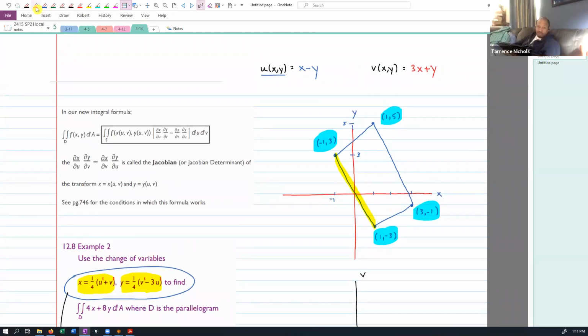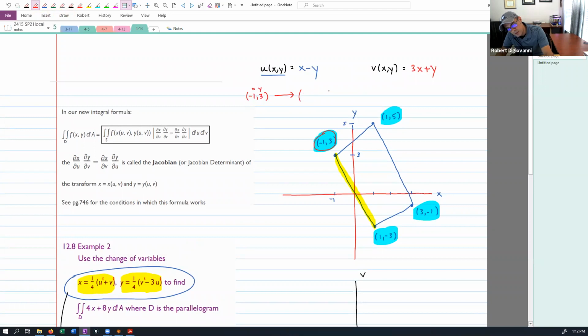So let's take a look at this first point here. This one right here. Let's take a look at -1, 3. So -1, 3, and remember this is x and this is y, under this transformation becomes some u and some v, right? But here are the formulas I have for u and v. So let's figure out what u would be. So u would be the x, take away the y. So I'd put -1 here and take away the y, which is 3. And then the v would become 3 times the x plus the y. So 3 times the -1 plus the y, which is 3. So we should get -4, 0.